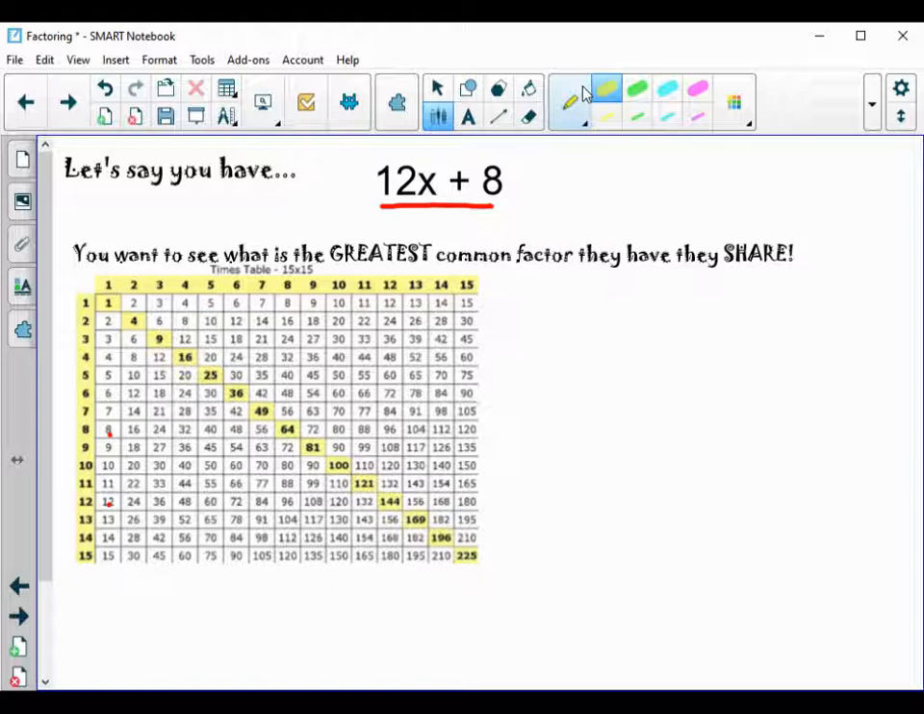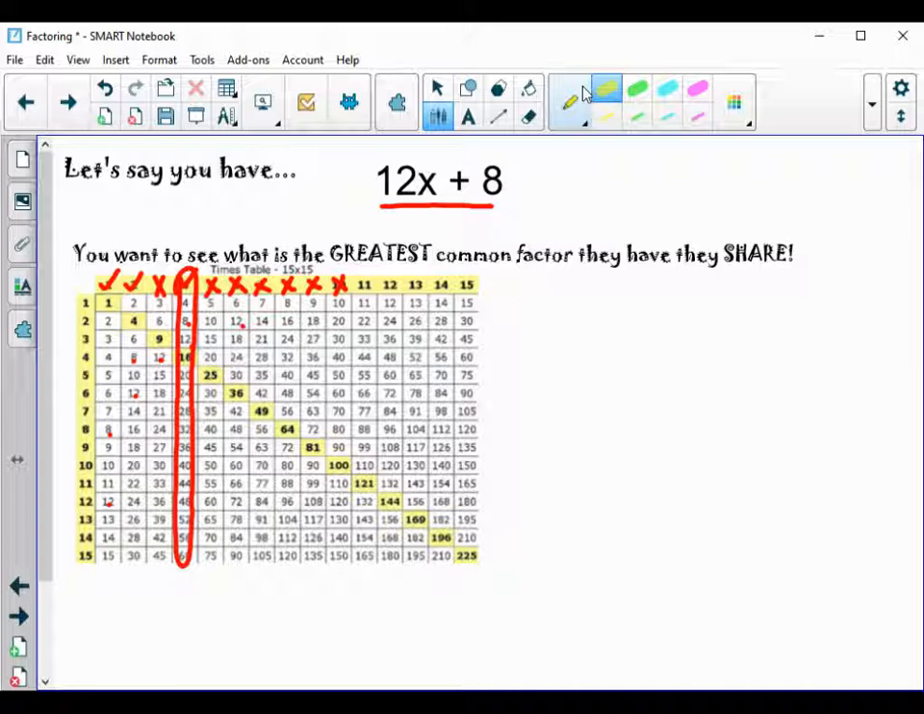So let's see if there's a bigger one. So let's look in the 2 column. There's 8, there's 12, okay? So it could be 1 or it could be 2. Let's look in the 3 column. There's 12, but not 8. Let's look in 4. There's 8 and 12. Let's look in 5. Nope. Look in 6. There's 12, but not 8. 7, 8, 9. And once you see that you're getting a lot of X's in a row, it's not going to be further on down. So the greatest one that they have in common is 4.